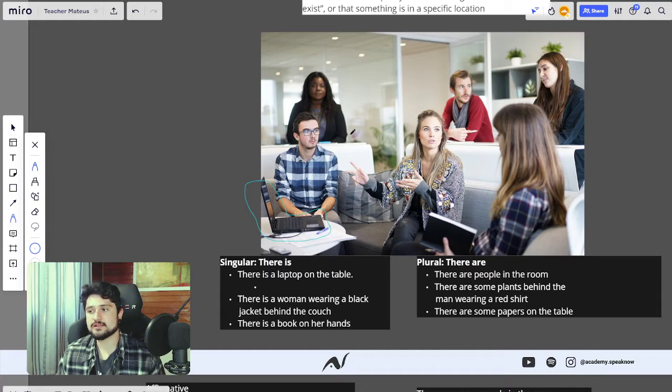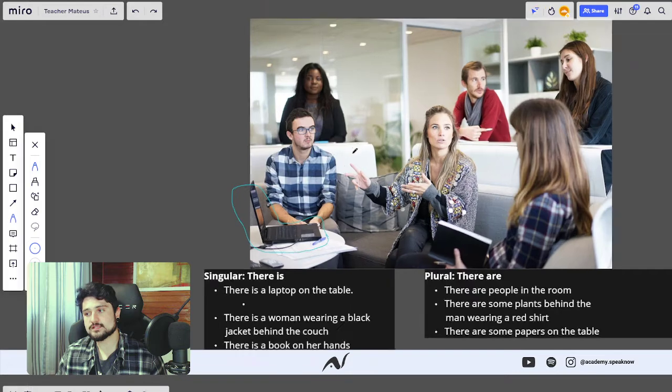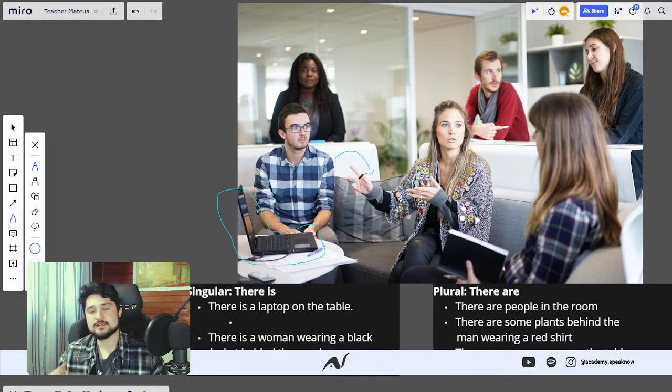We could also say there is a woman wearing a black jacket behind the couch. Yes. How many people are wearing a black jacket? Only one. That is a person wearing the black jacket then. Another thing that we can identify is the cushion. Yes, there is a cushion beside the man wearing glasses. There is only one man. There is only one person wearing glasses, as there is only one person wearing a red shirt. So there is we use for singular.